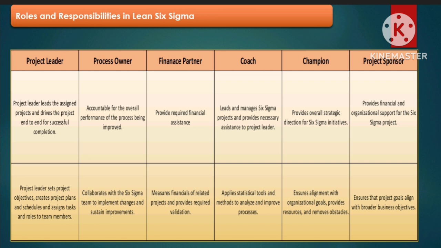The coach is the Lean Six Sigma expert who provides the governance and the necessary assistance to complete the Lean Six Sigma project. Champion is a senior authority in Lean Six Sigma who provides the strategic directions and guidelines to the team. Project sponsor is the senior leadership who provides the necessary financials and assistance and is responsible for overall program success.